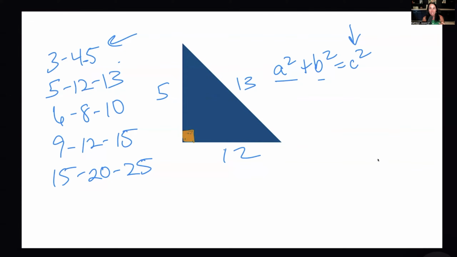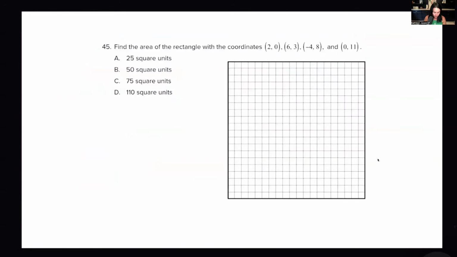You can almost guarantee when the question is really complex and you have to do a ton of different operations, they're going to throw you a bone: the triangle you are evaluating is going to be a Pythagorean triple. Let me show you what I mean.